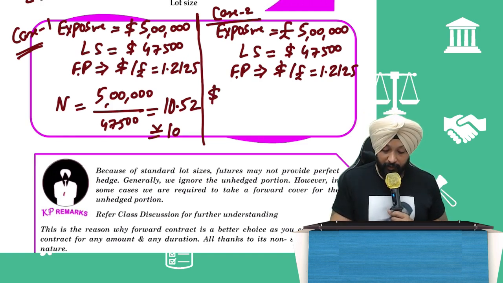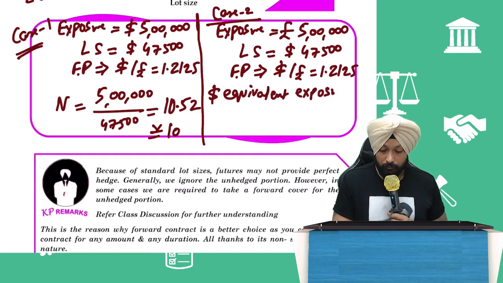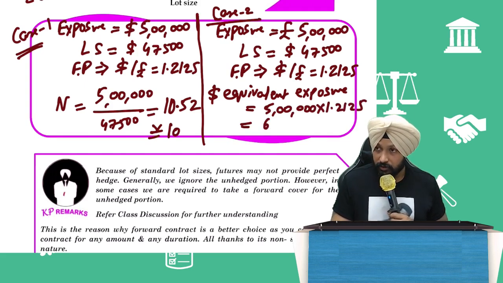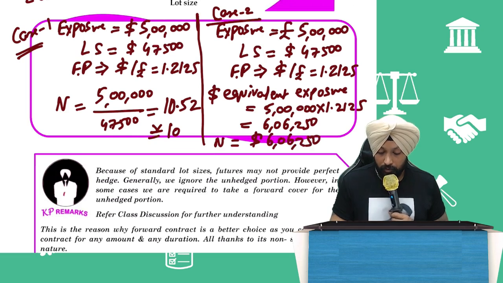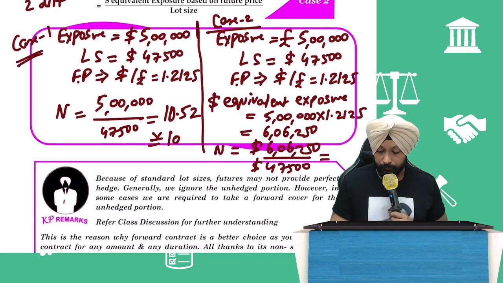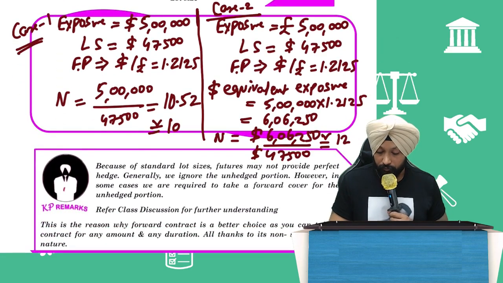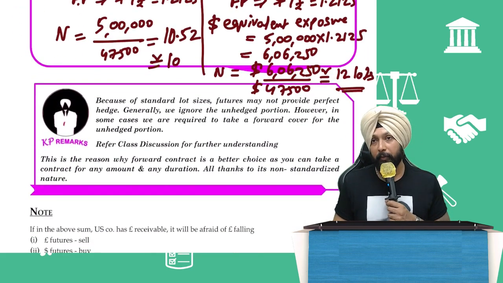Second case, guys, we will find out dollar equivalent exposure. We are converting from pound into dollars. Multiply 5 lakhs into 1.2125. How much is that? 606250. Then now number of lots is 606250 divided by 47,500. How many are we getting? Okay, approximately 12. See, you're not able to create that perfect hedge.